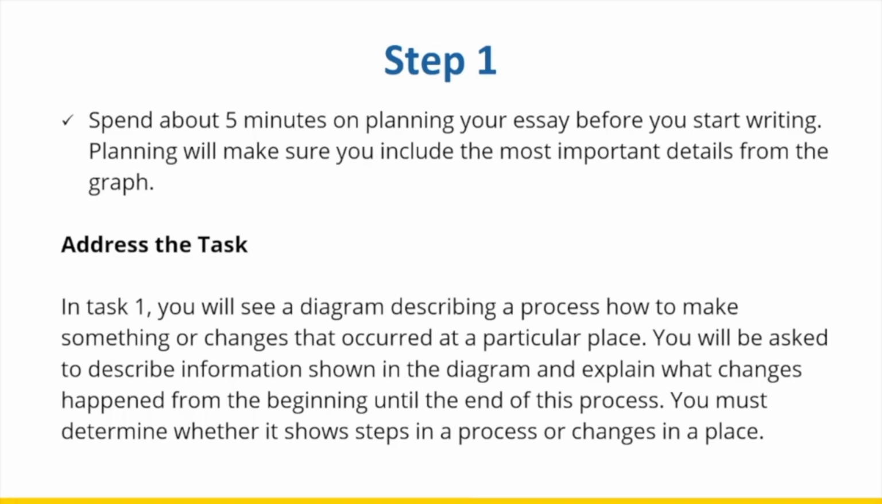Addressing the task. So in task 1, you'll see a diagram describing a process, how to make something. So how to make something, it can be even how to make a phone, how to build a phone, or how to make coffee, or how to make a plane. So you might see different diagrams, and some of them might look a little bit crazy too, but you have to determine whether you have a process, how to do or how to make something, or you have changes that occurred at a particular place.